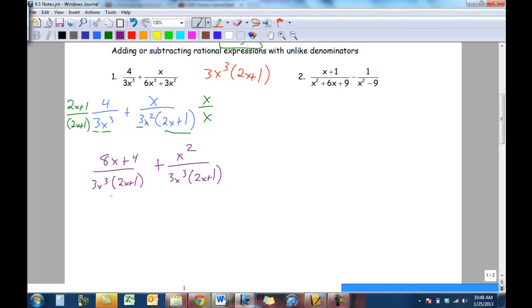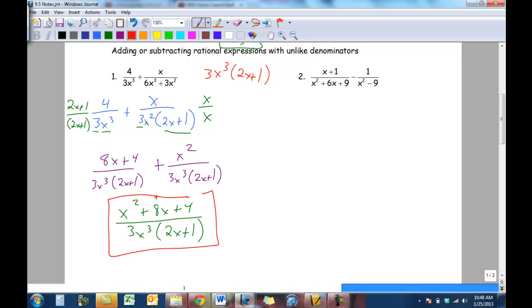All right, now they have a common denominator, so we can add these together. We got x squared plus 8x plus 4, excuse me, put it in standard form, over 3x cubed times 2x plus 1. Now, once we've put this together, check to see if this factors further. There might be a time where this will factor and then something will cancel, just like yesterday. So in this case, does anything multiply to 4 and add up to 8? No. So in this case, that is our final answer.